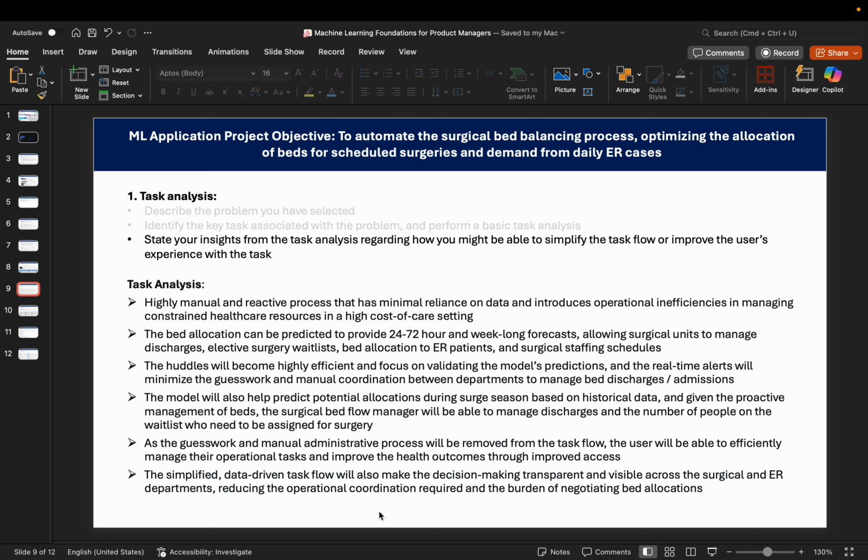And given the proactive management of beds, the surgical bedflow manager will be able to manage discharges and the number of people on the wait list who need to be assigned for surgery. As the guesswork and manual administrative process will be removed from the task flow, the user, or the bedflow manager, will be able to efficiently manage their operational task and improve the health outcomes of the patients, and improve access to the surgical services required. Now, the simplified data-driven task will also make the decision-making transparent and visible across the surgical and ER departments, reducing the amount of coordination required and the burden of negotiating bed allocations.